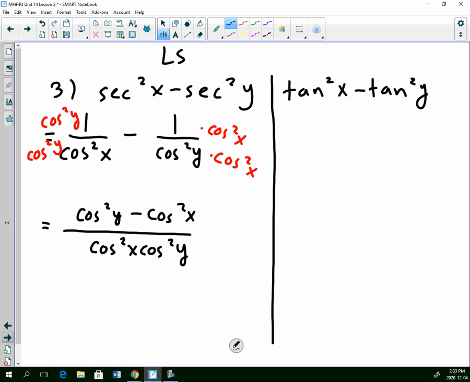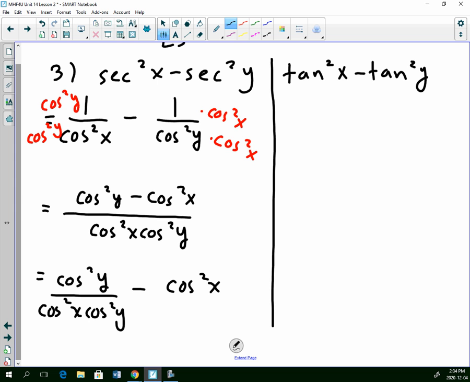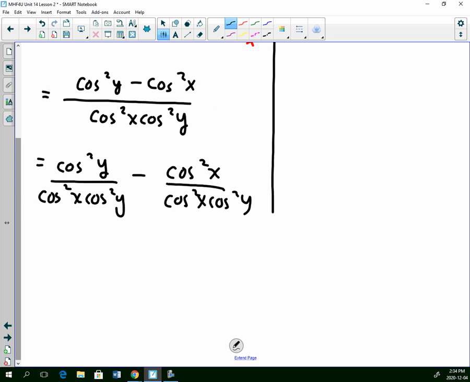You can continue to work down one side if you want. Well, let's say we were going to continue working down this side. You could separate these terms now that you found a common denominator. So you could say cos squared y minus cos squared x over cos squared x, cos squared y. And then you could reduce, right? Well, no, then we're going back to the beginning. Let's go down the other side.